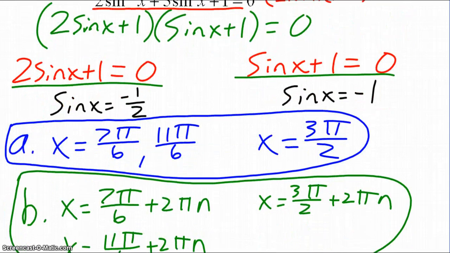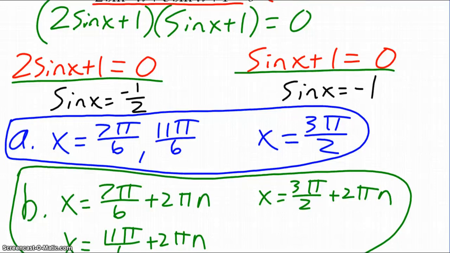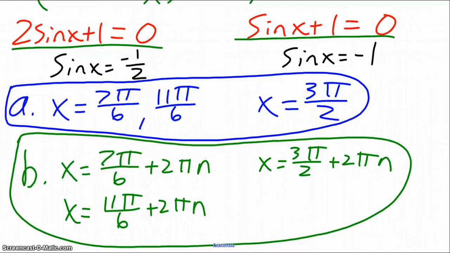-1. Sine of x equals -1/2 when x is 7 pi over 6 and 11 pi over 6. Sine of x equals -1 when x is 3 pi over 2. Those are my explicit solutions between 0 and 2 pi. My general solution now is going to be x equals 7 pi over 6 plus 2 pi n, x equals 11 pi over 6 plus 2 pi n, x equals 3 pi over 2 plus 2 pi n.